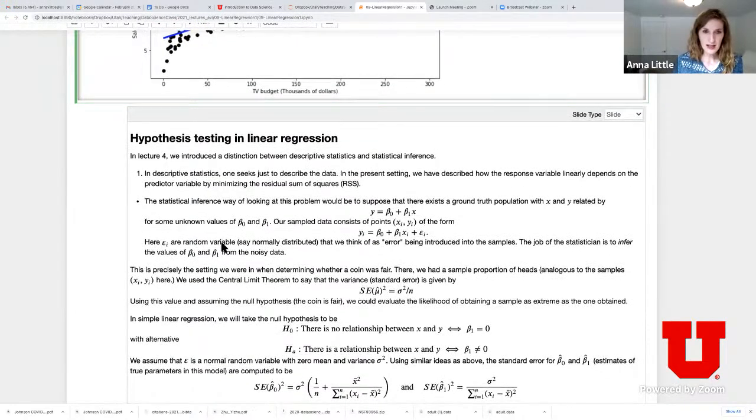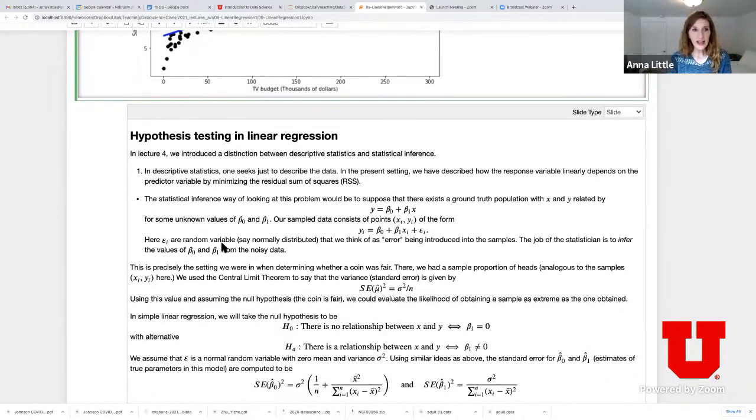Now let's talk a little bit about hypothesis testing in linear regression. You may have noticed as you looked at the output of some of those regressions that there are some p-values and some test statistics. Let's talk more specifically about what's being computed there. In descriptive statistics, one just seeks to describe the data. From that perspective, you might just be interested in the equation of the line of best fit that we have computed so far.